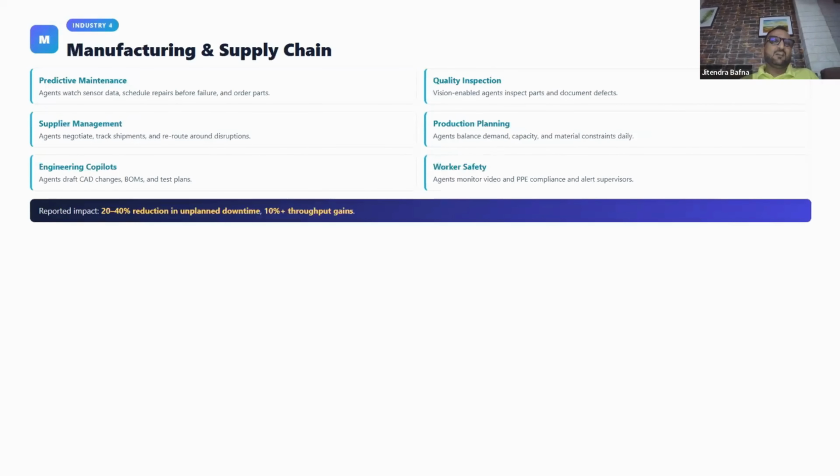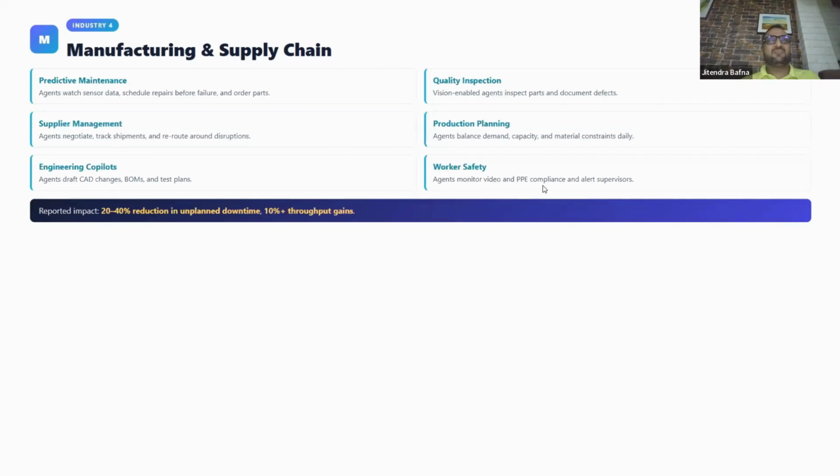Yes, it is also useful in manufacturing and supply chain. So in predictive maintenance, the agent can monitor the sensor data. Then it can schedule the repairs before failure, or order the parts automatically if some parts are not working well. Supply management, right, it can be used in engineering co-pilots, quality inspection, product planning. It can also help in worker safety. The agent can monitor video for PPE compliance and alert the supervisor basically.